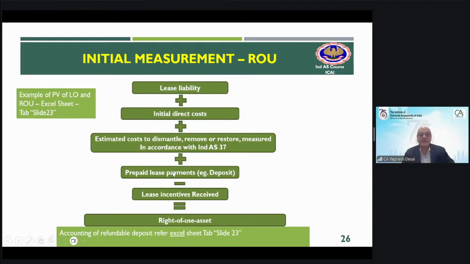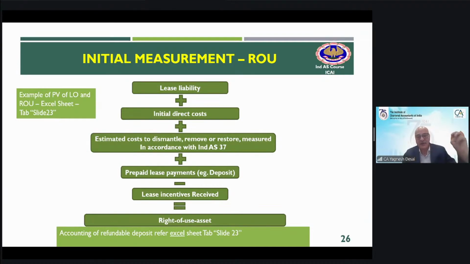Then prepaid lease payments, deposits, and lease incentives received from the lessor by the lessee, and the result is the right of use asset. Essentially, lease obligation need not necessarily be the same as the lease liability. It is increased by initial direct cost, estimated cost to dismantle, and prepaid lease payment.